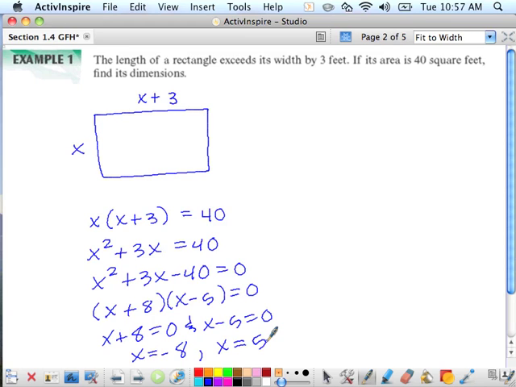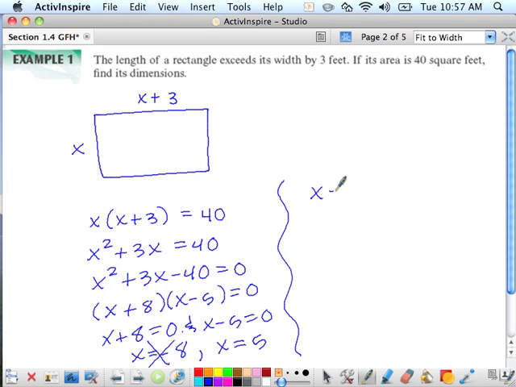Which does it have to be? Positive 5. It has to make sense. We can't have negative 8 feet as the width of my rectangle. So we're going to throw this one out simply because it doesn't make sense in a real world situation. So we know that x equals 5 feet.